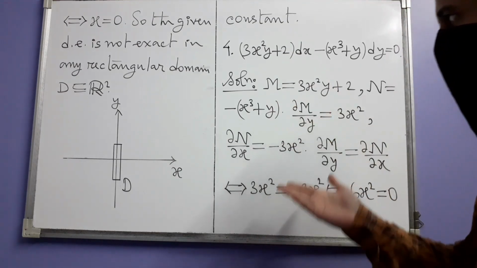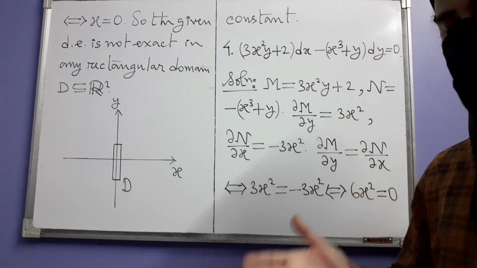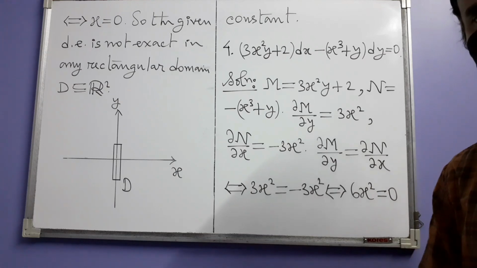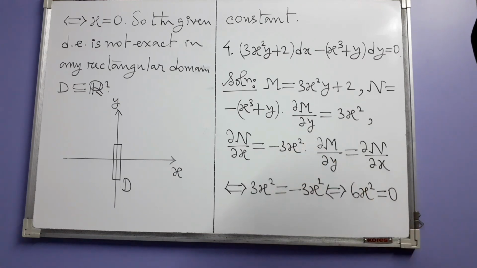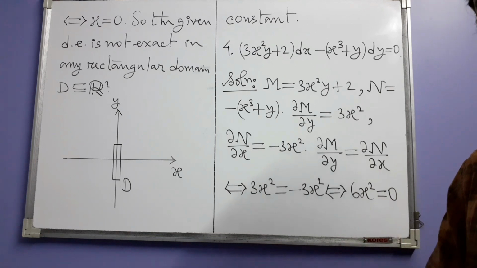And that is why this is not exact in the type of region that we want, so that we can apply our method for solving this. So we cannot do anything here. It may have solutions, but we cannot apply our known method here because it is not exact.